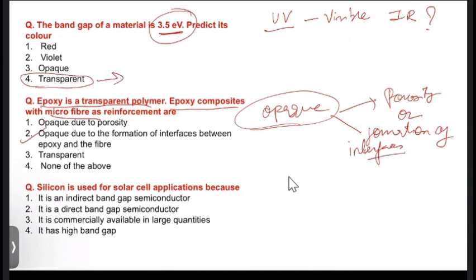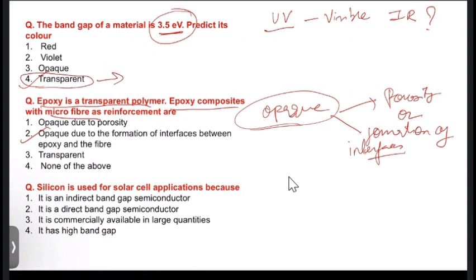Second question. Silicon is used for solar cell application because it is an indirect bandgap semiconductor, it is a direct bandgap semiconductor, it is commercially available in large quantities, or your last option, it has a high bandgap.